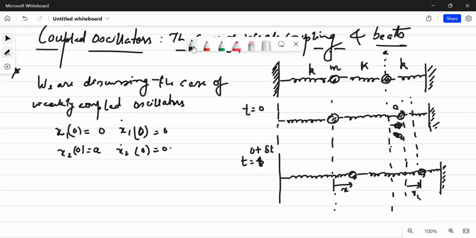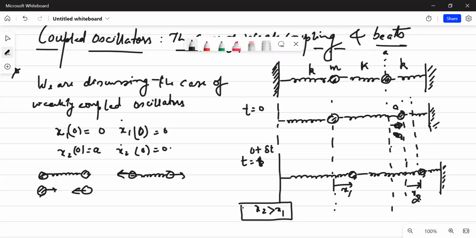So now let us start. Whenever you have these coupled oscillators, if the spring is extended, it will try to come towards each other, by Newton's third law. And if we compress the spring, it will feel the force in the opposite direction in accordance with Newton's third law. Now, to discuss this problem, we have to take some displacement criteria. So let's say x2 is greater than x1.